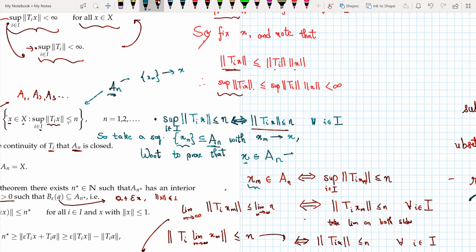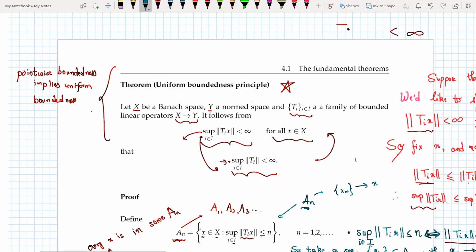So I say that, okay, x_m belongs to A_n if and only if supremum over i of norm of T_i x_m is less than or equal to n, because that was the definition. Now, if and only if norm of T_i x_m is less than or equal to n for all i belonging to capital I. Now take limits on both sides, limit m tending to infinity on both sides. But since here it is n, this will remain the same. And now I take the limit inside the norm, and then inside T_i, because the norm is continuous and T_i is also continuous, bounded.